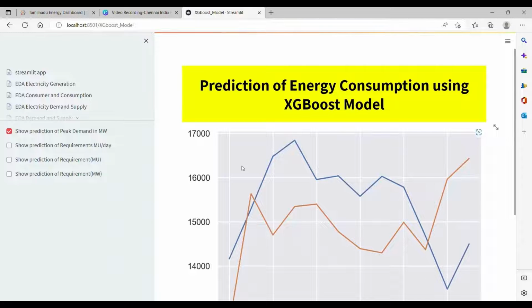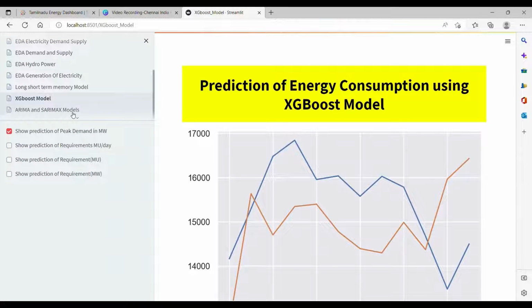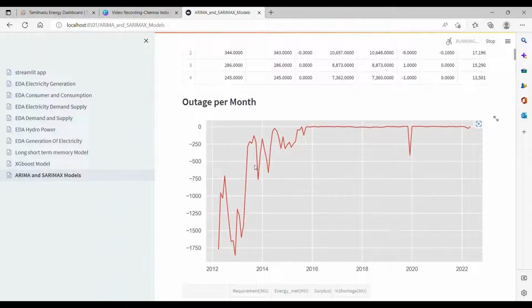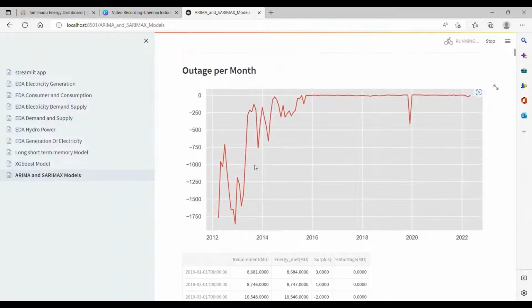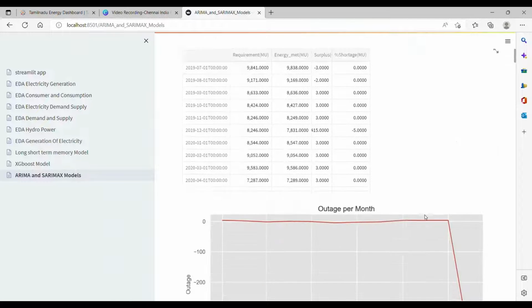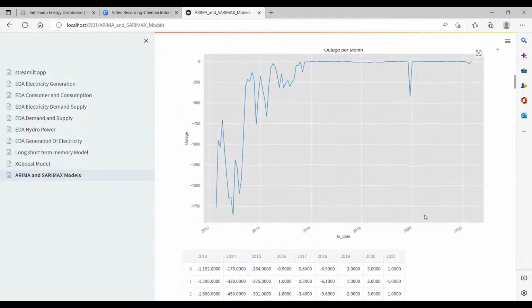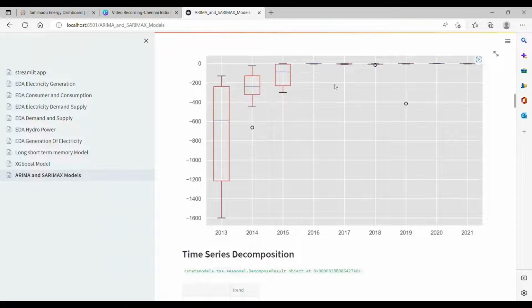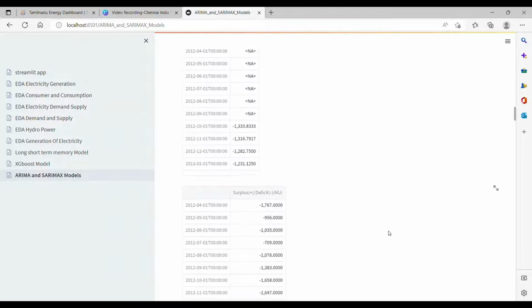We have deployed different types of models. The XGBoost regression we tried, though it is powerful, it did not converge well with our dataset. So we tried other models like ARIMA or SARIMAX, where we try to decompose the data into trend, seasonality and residual. Data was very much stationary and the outliers were almost null after the year 2016.